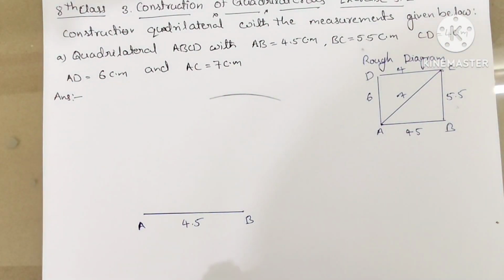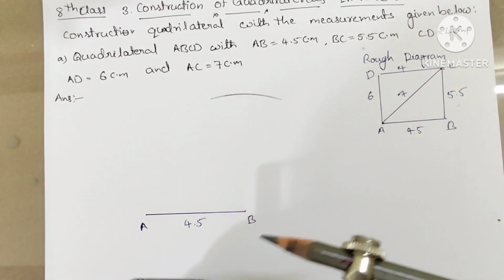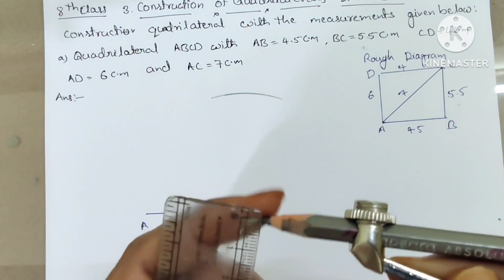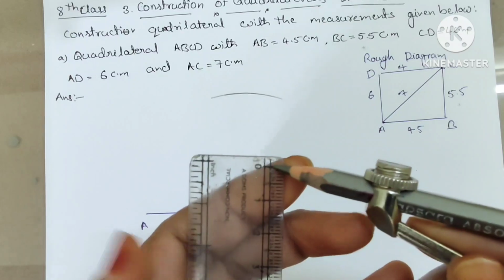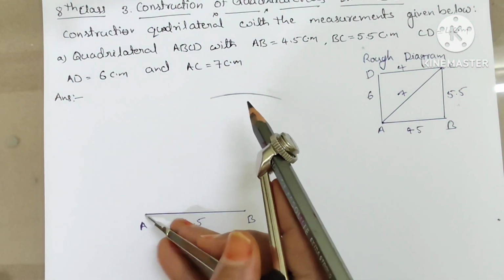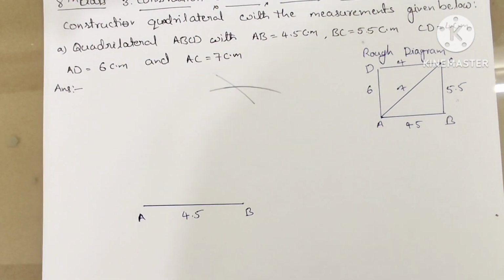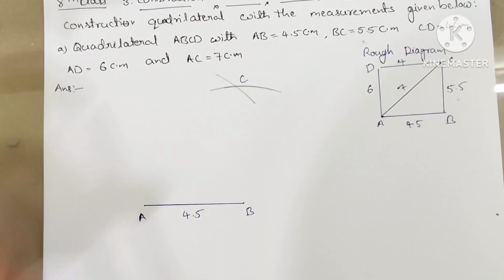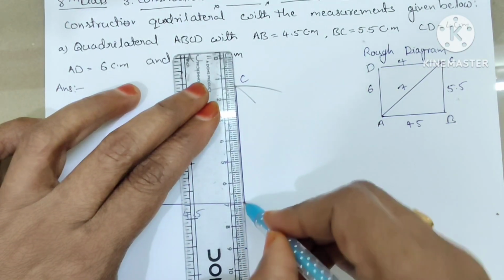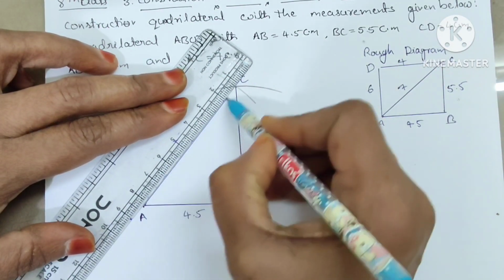Now again, diagonal AC is 7 centimeters. Now we take the scale and measure 7 centimeters. Exact 7 centimeters is there. So now, based on A, draw another arc that touches the previous arc. Now this point is C. Join these two points C and B. Next join A and C. AC is a diagonal.